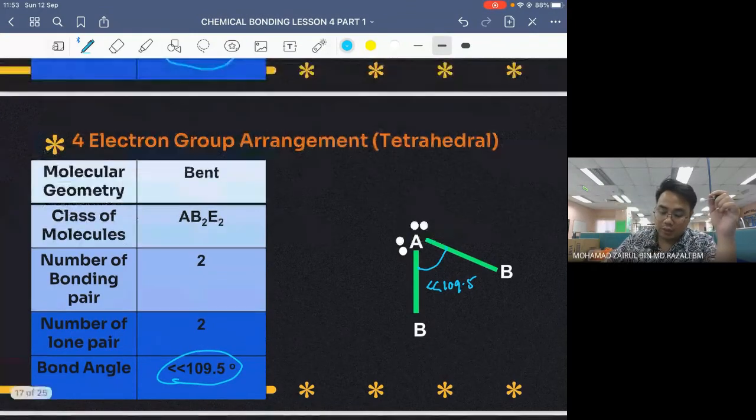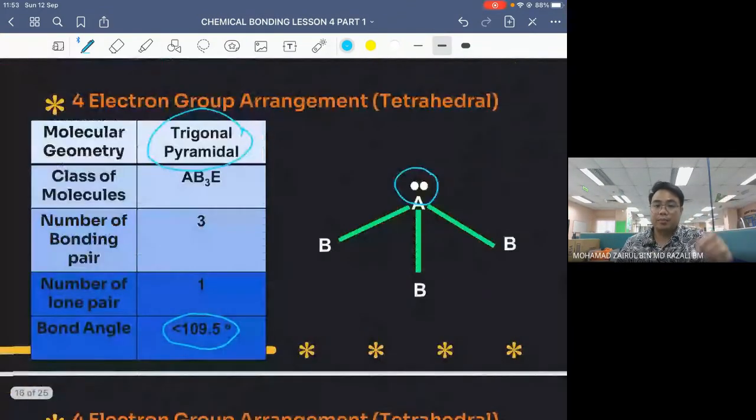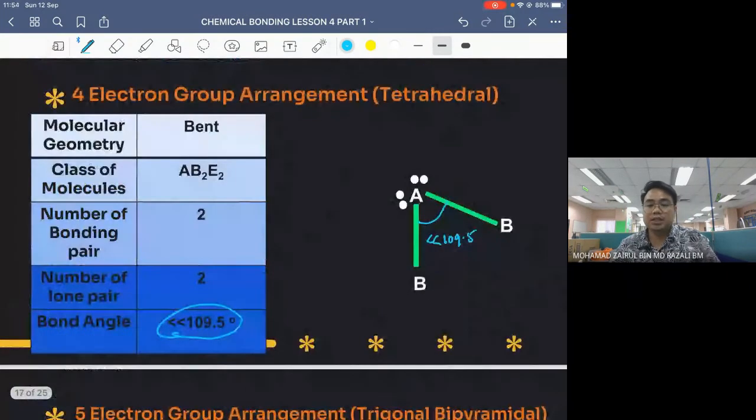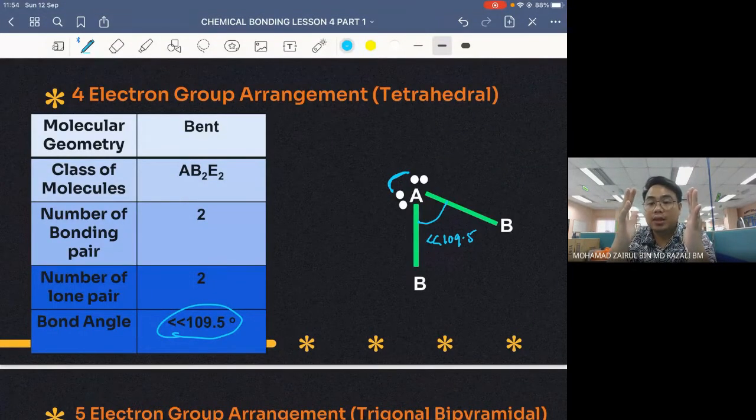Sebab kalau awak tengok, trigonal pyramidal only have one lone pair. Okay, tapi for a V shape that derives from the tetrahedral, we're going to have two lone pair. So we have lone pair repulsion. Remember that based on VSEPR, the lone pair repulsion is the greatest. So dia akan push, dia akan reducekan lagi bond angle between the atom dalam molekul tu. Sebab itulah dia punya bond angle tu akan jadi lagi kecil daripada 109.5.